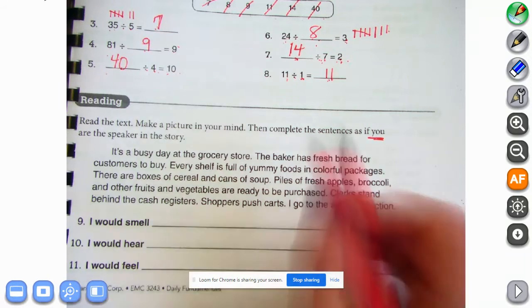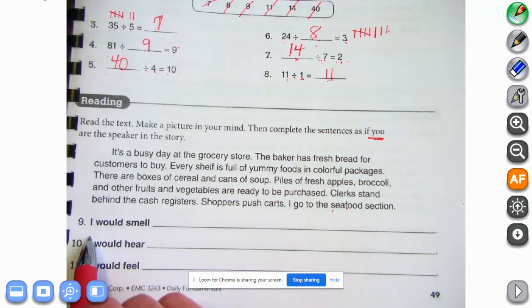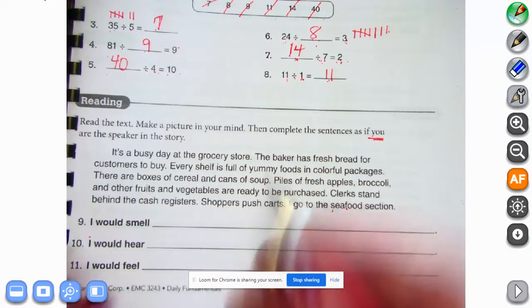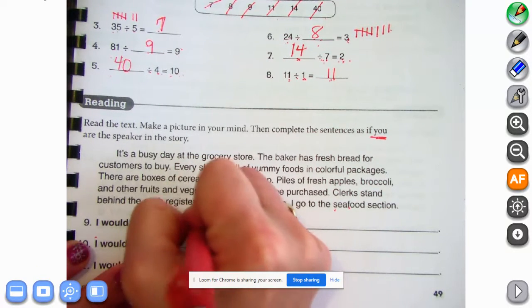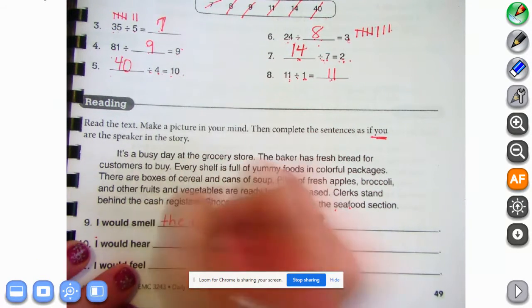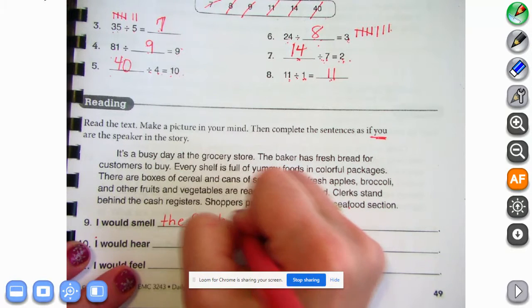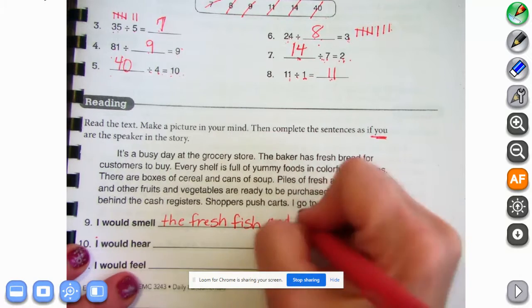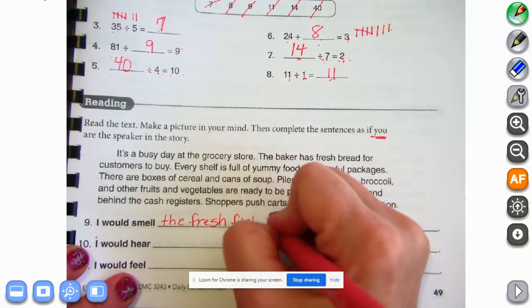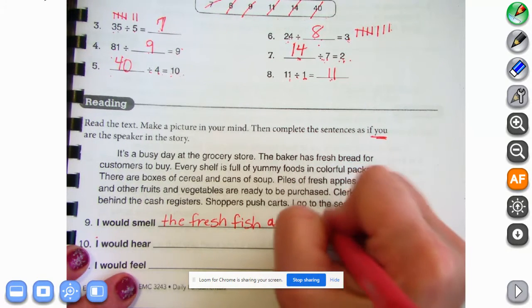All right, so it says I go to the seafood section. What would I smell? I would smell, you might have a different answer than me, the fresh fish and crab legs.